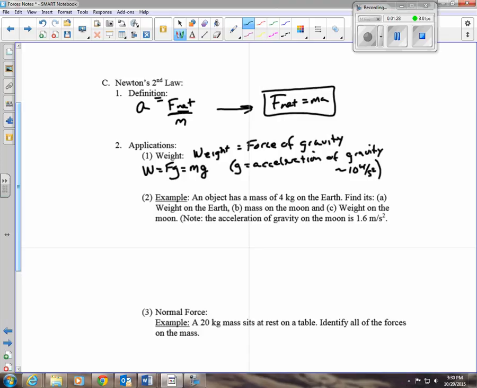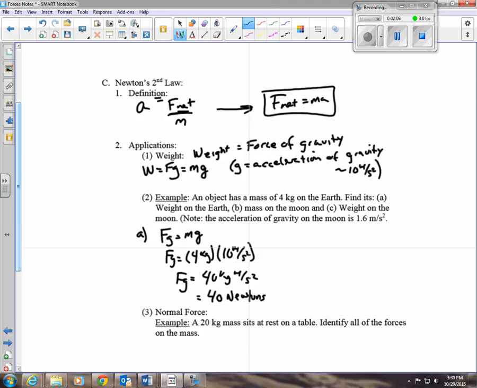So here's an example. An object has a mass of 4 kilograms on the Earth, and I want to find its weight on the Earth. So, we can do Fg equals mg, to find the weight. Fg equals mass, which was 4 kilograms, times g, which is 10 meters per second squared. So the force of gravity on it is 40 kilograms meters per second squared, which would be fine to write that way, but we also know that the unit has to be in newtons. So we can write it as 40 newtons. Kilograms meters per second squared is equivalent to newtons.